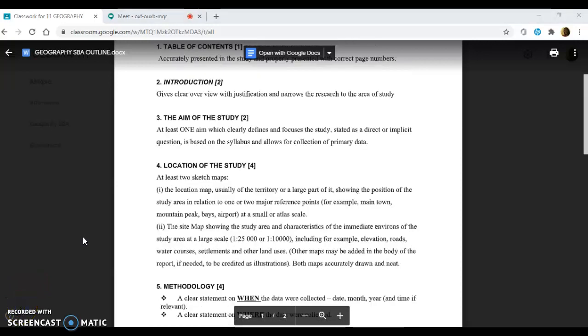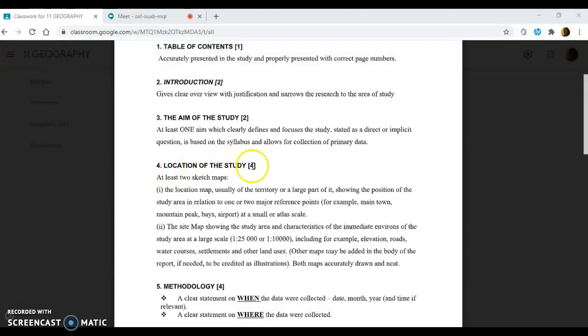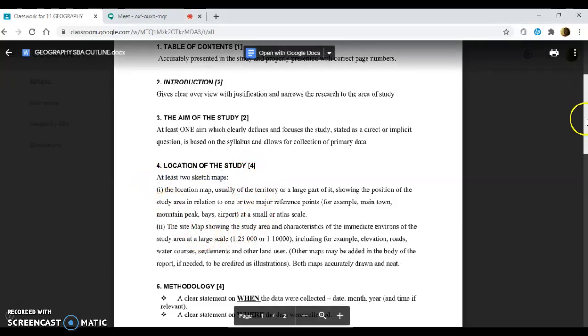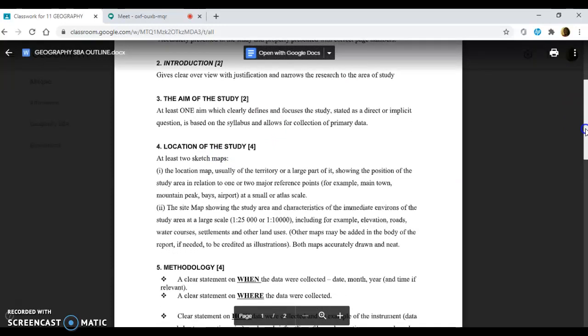All right, now we are at the fourth criteria, which is location of the study. This is a very important section because this is where you're going to have to draw your own maps, right? The location of study is worth 4 marks. To get these 4 marks, you have to do at least 2 sketch maps.